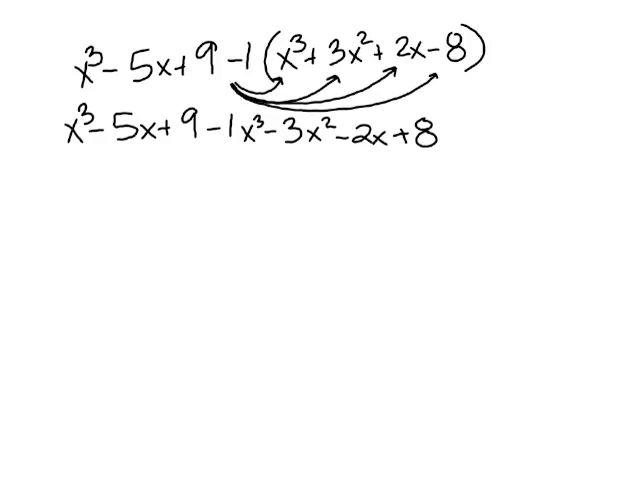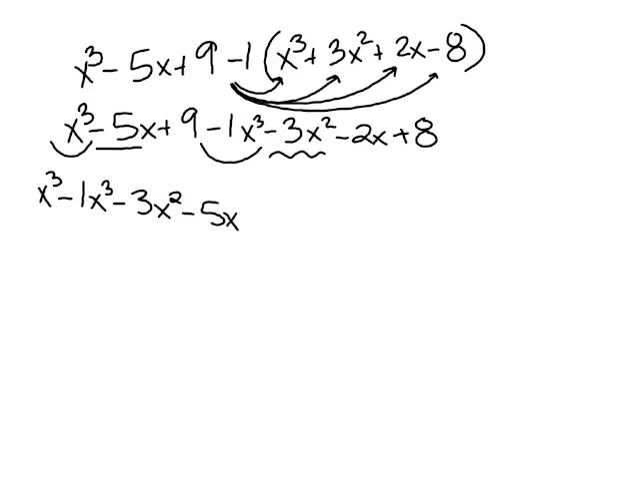Okay, what like terms do I have? I have an x cubed and a negative x cubed, so I'll have x cubed minus 1x cubed. Okay, what else? What's my next strongest exponent? Negative 3x squared. Do I have any other x squareds? No. What next? Negative 5x and negative 2x. And I have whole numbers left: plus 9, plus 8.